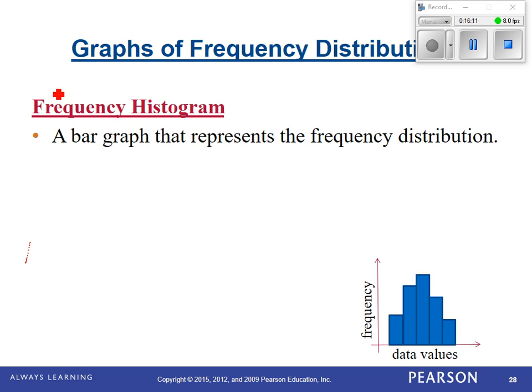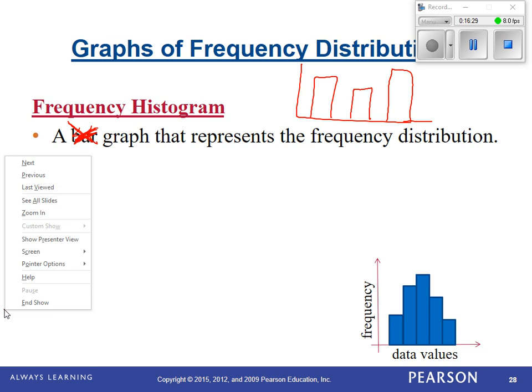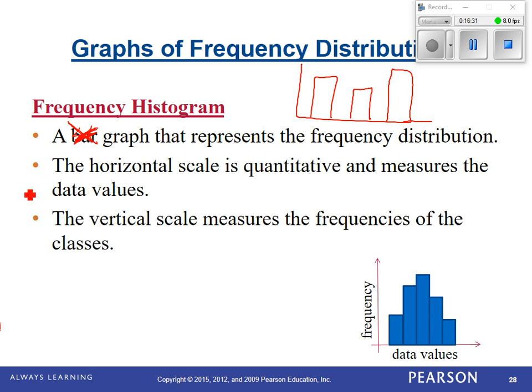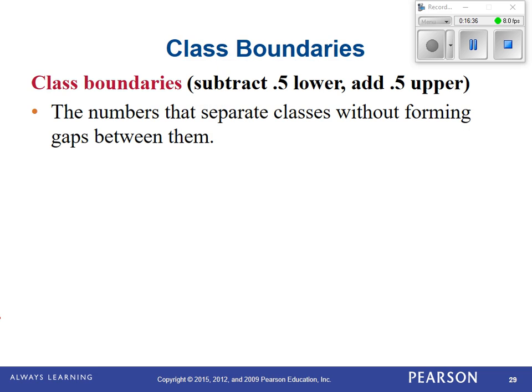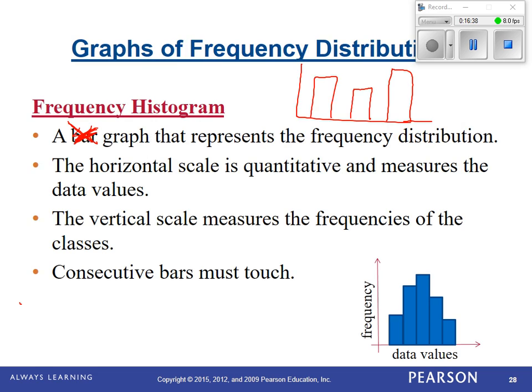A histogram is a bar graph, and that's wrong. It's a graph, it shouldn't be a bar graph. I know I said this last time, but I'll say it again. With a bar graph, the bars should not touch. With a histogram, the bars have to touch. If you're dealing with a bar graph, the bars shouldn't touch. If you're dealing with a histogram, the bars do touch.